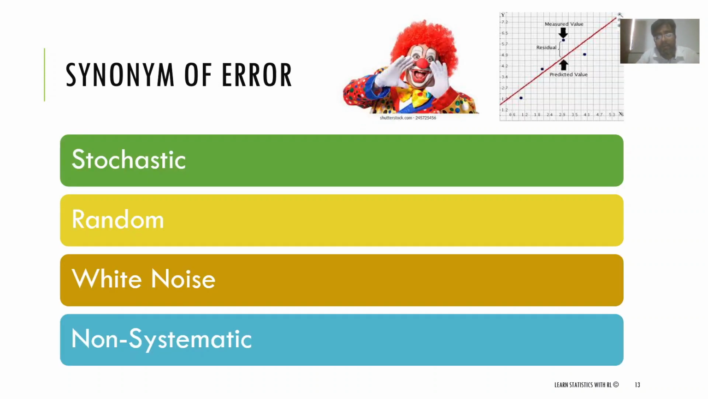Moving one step ahead, error. If I simplify, error means unexplained variance. In our model, this part is not explained. This is known as error. Error has different synonyms. You can say stochastic variable, random variable. White noise is commonly used in time series data. Or you can say non-systematic data.